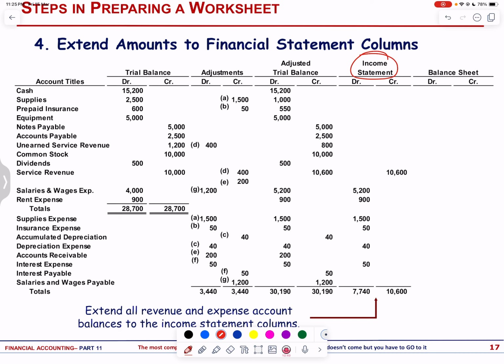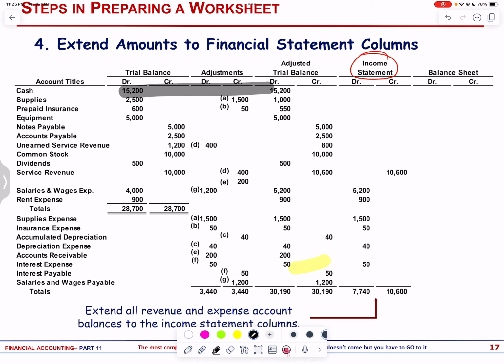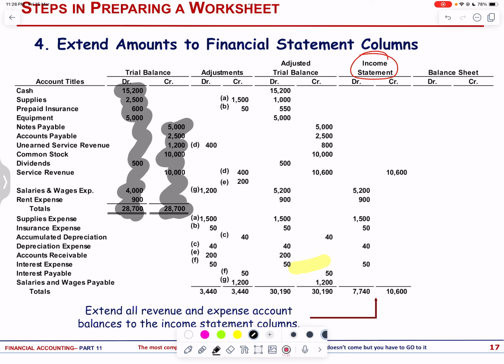For the income statement, obviously we are going to have only the revenues and the expenses, and we have to pick up the information from the trial balance. Just keep in mind that now we have done with the trial balance, so we are not going to use the trial balance information.